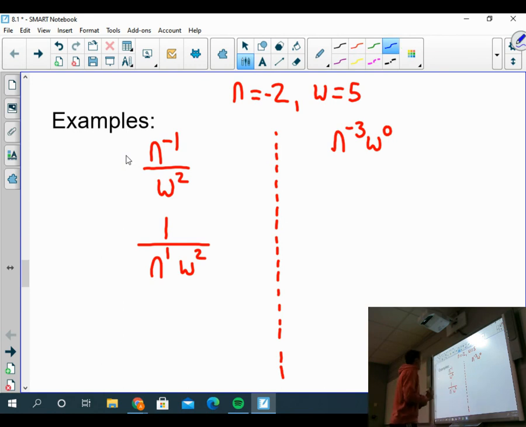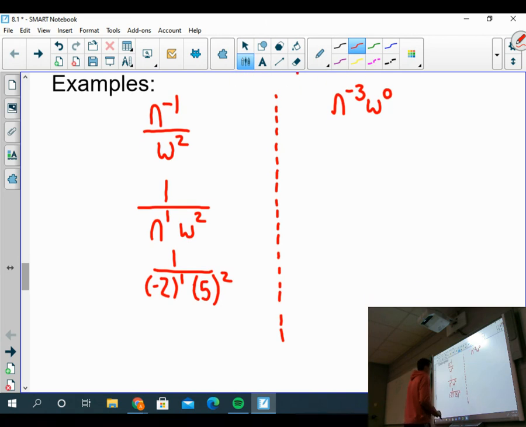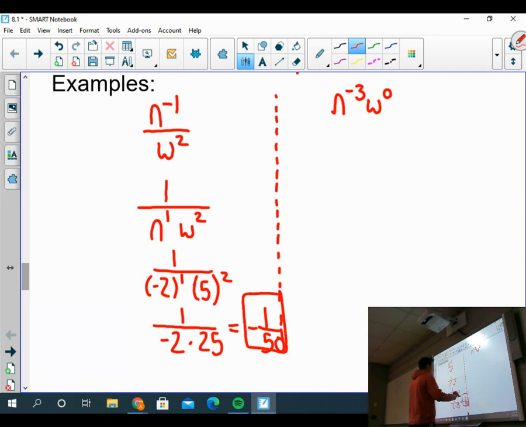Now I'm in a place where I can plug my values in. How do I know to go ahead and plug them in? Because I'm now in the simplest form I can get. There are no other negative exponents to get rid of. And in evaluating here, order of operations says handle exponents first before I multiply these two quantities in the denominator together. -2 to the first power will be -2, and 5 squared will be 25. And so the solution will be -1 over 50.